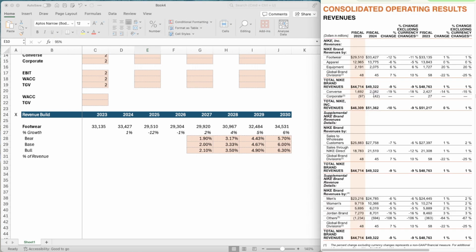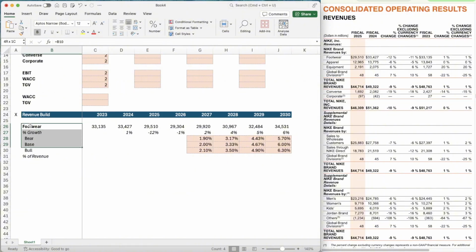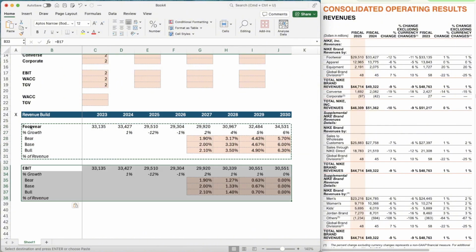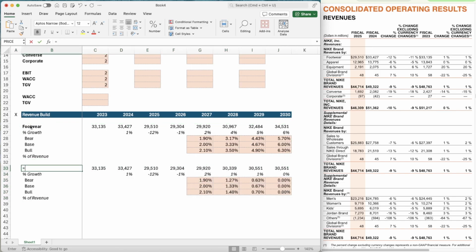Okay, so what do we do now? We're going on to apparel. Just copy all of this as so. Change this one equals B11, so it says apparel. We'll just enter what we see here.